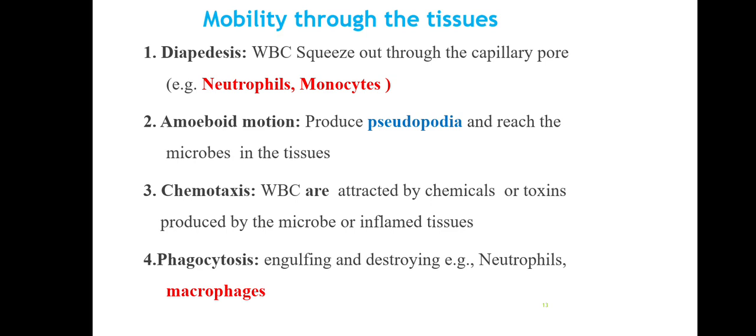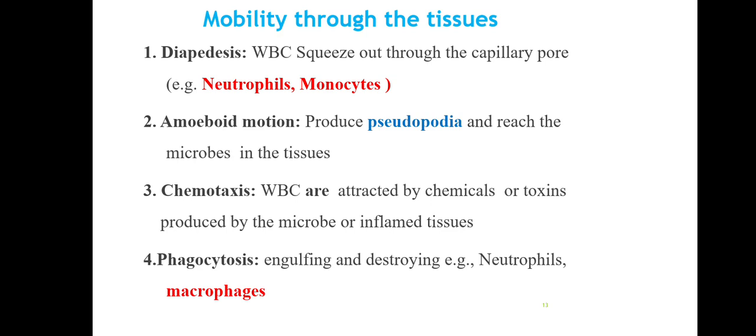When an infection has arrived, there is activation of inflammatory mediators like histamine and bradykinin. These mediators come in so that they can make the capillary membrane porous so that they can allow these white blood cells to move through. So in this case, we have neutrophils and monocytes. These ones are able to squeeze out through the capillary pore, and we call that process diapedesis.